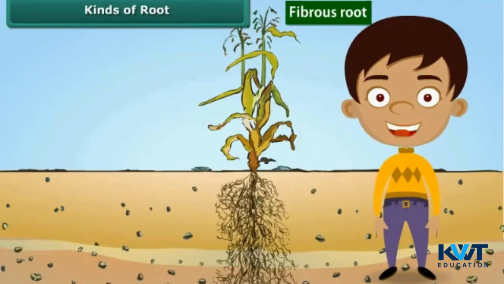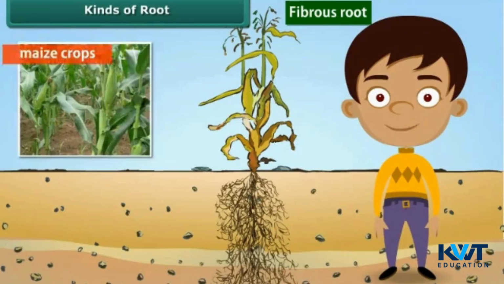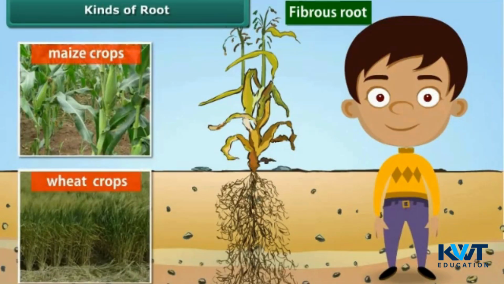Fibrous roots, on the other hand, are a cluster of fine roots that spread into the soil. For example, roots found in maize and wheat crops. A fibrous root has no main root.